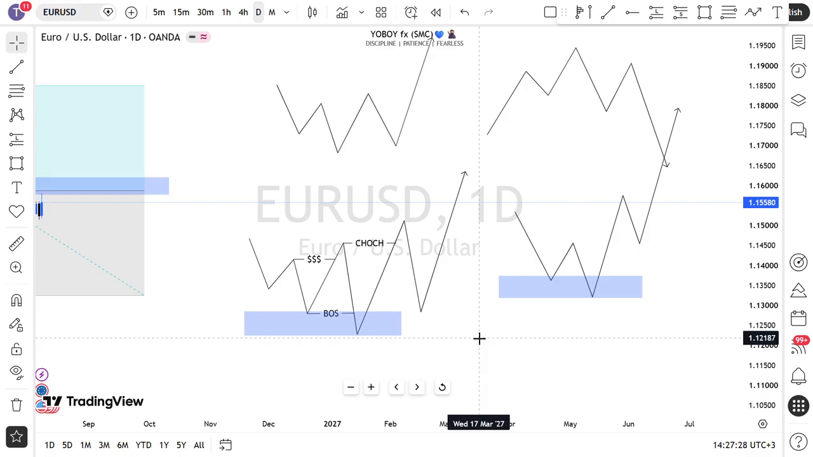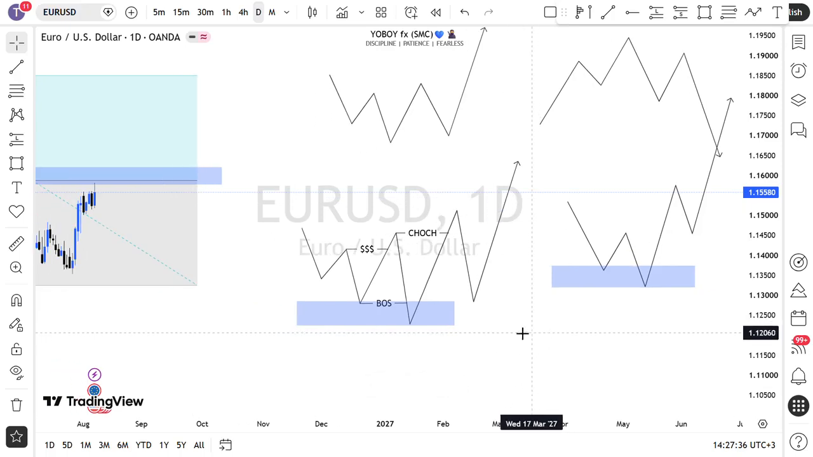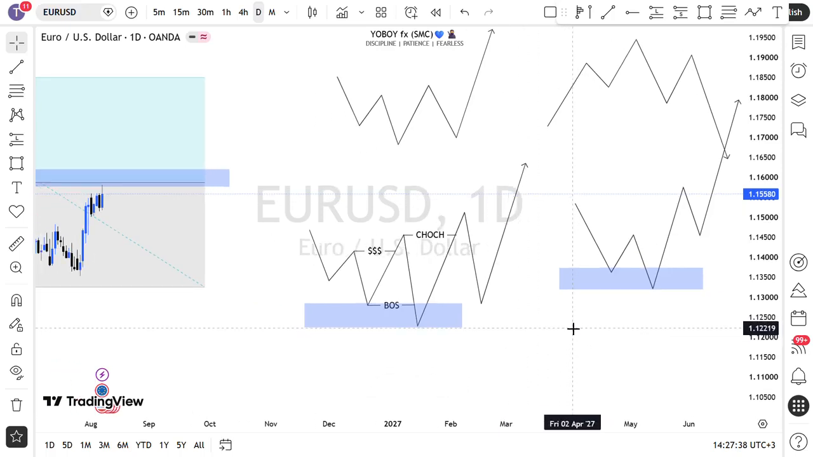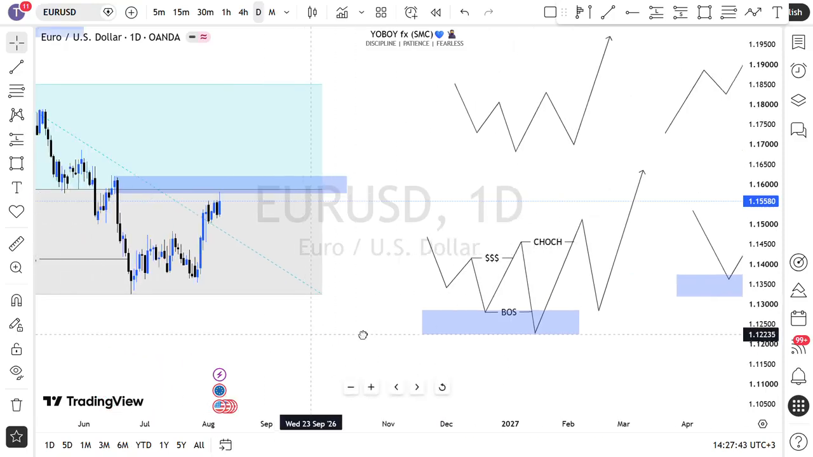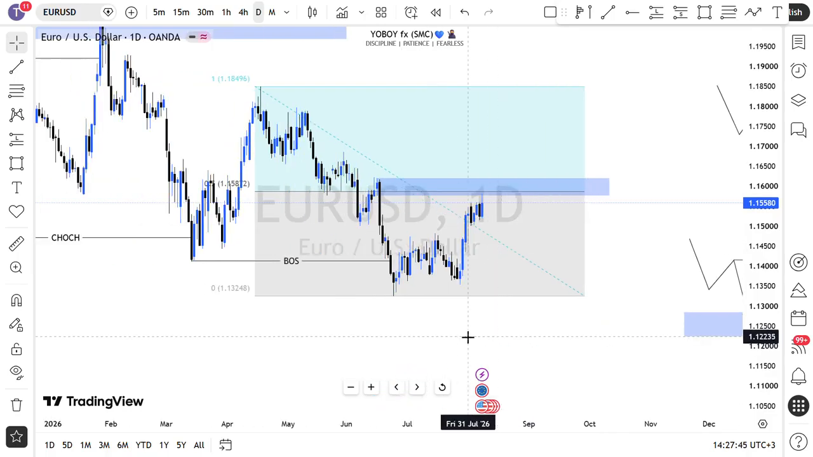So always try to use, for those who have always asked me about the change of characters that I use, these are the types of change of characters that I use, and they always have to come from a point of interest, not anywhere in the market. So let us go back to our analysis.